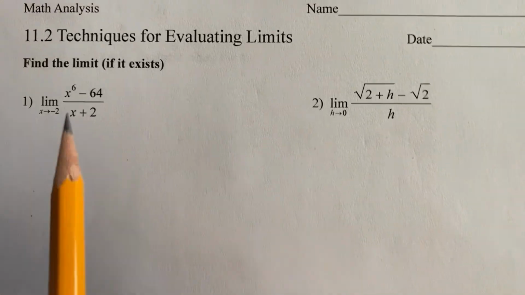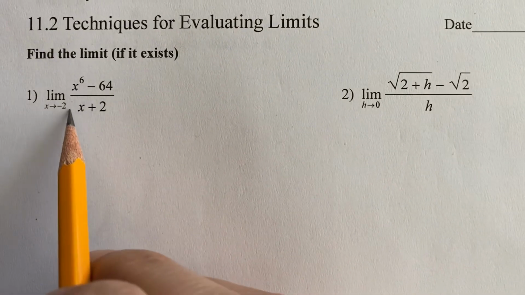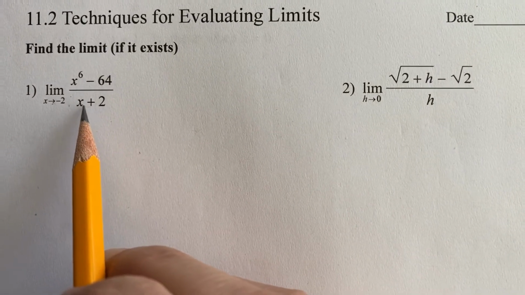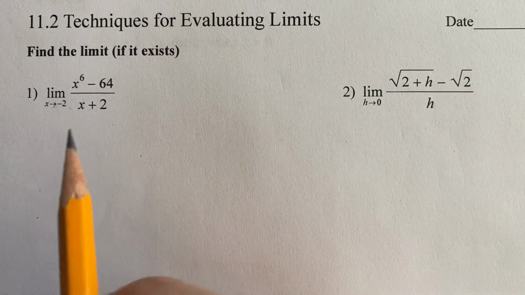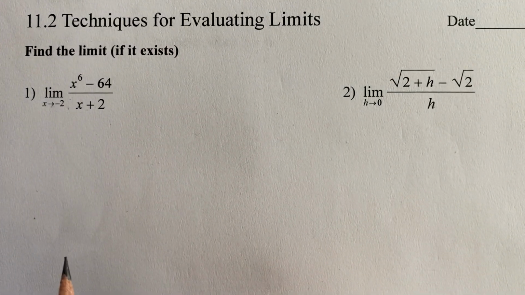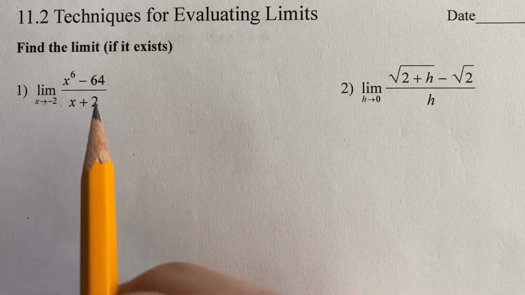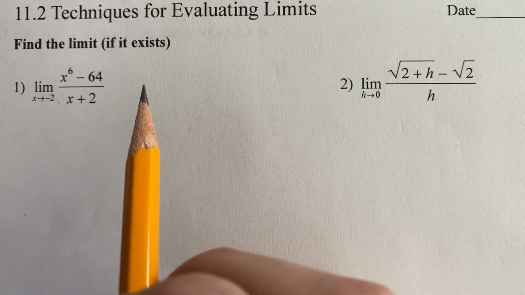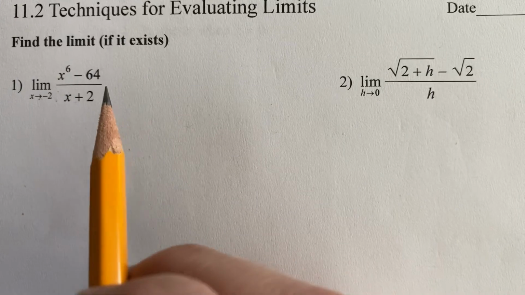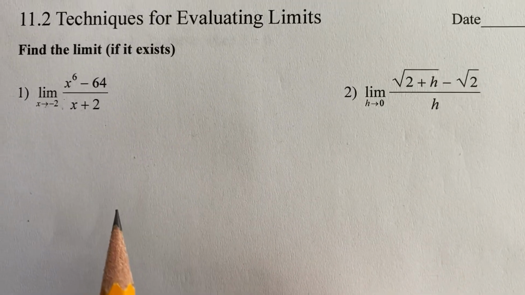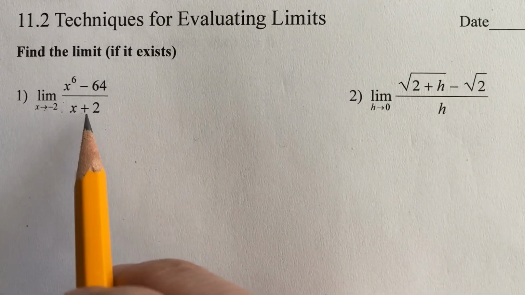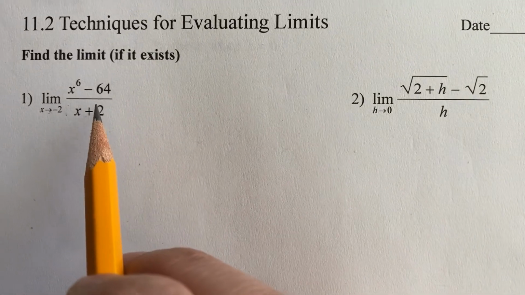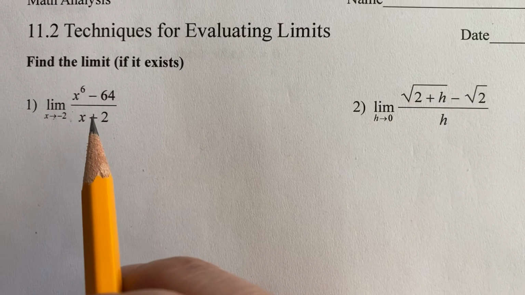If I eyeball this first problem right here, if I plug in -2 in my denominator, I'm going to get 0. And that tells me that direct substitution is not going to work. But always try it, plug it in, and see if you get a 0 in the denominator. If you don't, most likely you'll get some kind of number, and you can just be done with the problem and move on.